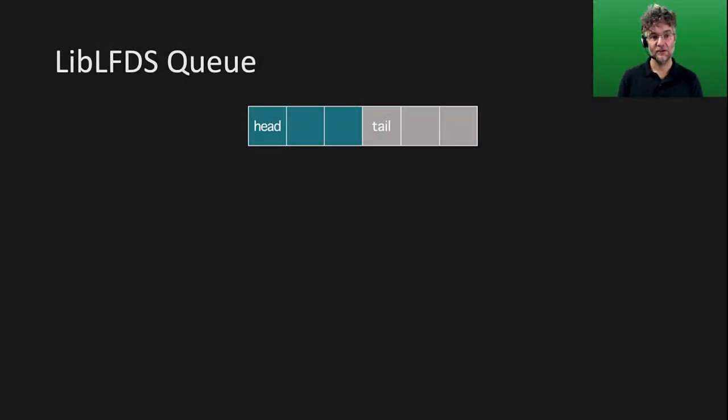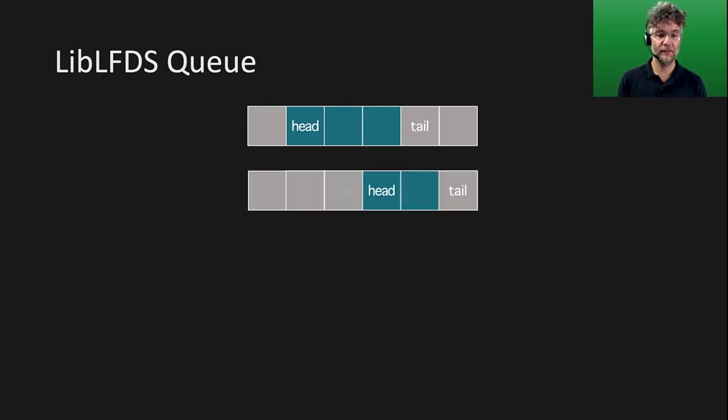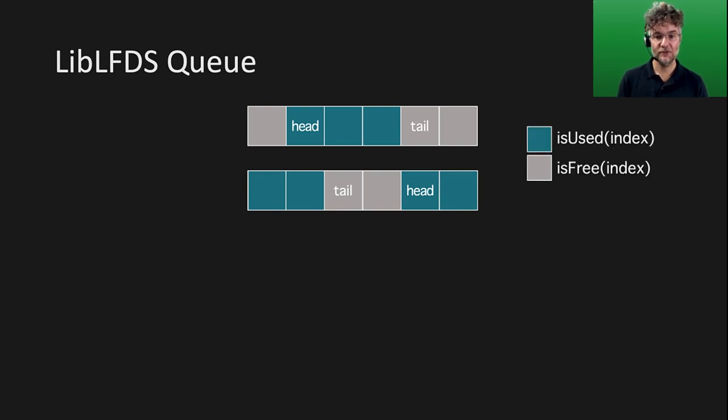I'm going to conclude our talk by describing our experience implementing a non-blocking concurrent queue from the libLFDS library. This queue is designed for use by a single enqueuer and a single dequeuer. The internal representation is a fixed size array where the enqueuer adds elements at tail and the dequeuer removes elements at head. If either tail or head go past the end of the array, they just wrap back to the beginning. In order to facilitate our discussion, let me introduce two predicates.